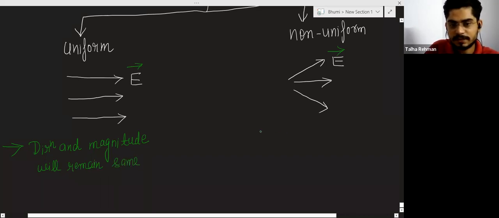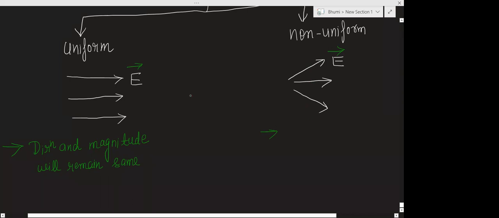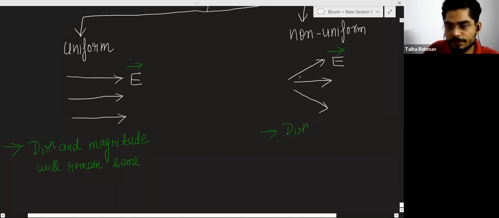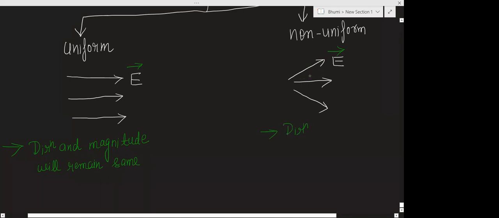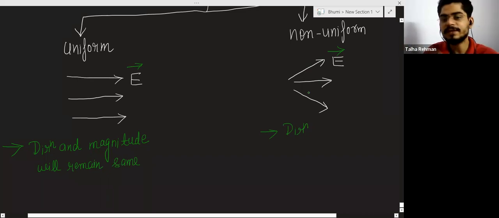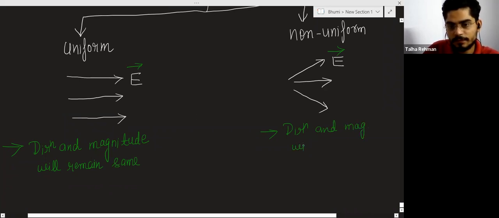But in this case, see, the direction is changing. At this point, the direction is this. At this point, the direction is in this way. So the direction is not the same. And also the magnitude: when you move from this point to this point to this point, the value of the electric field will decrease. So direction and magnitude will not be the same.